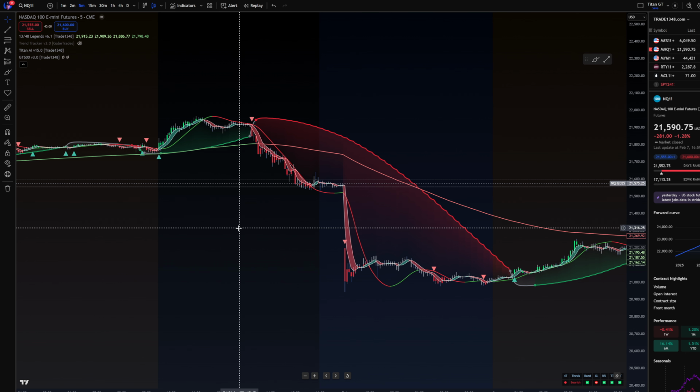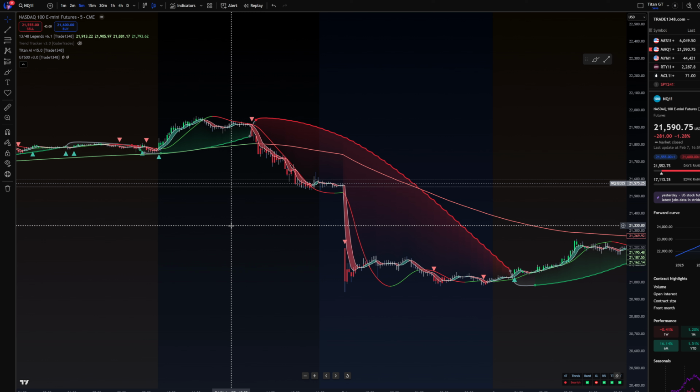All right, there are trading indicators, and then there are trading systems. And here at Trade 1348, we're all about the system. More importantly, we've created a system that combats cognitive dissonance, where what you see on a chart may or may not create a certain emotion, right? We want everything in alignment.